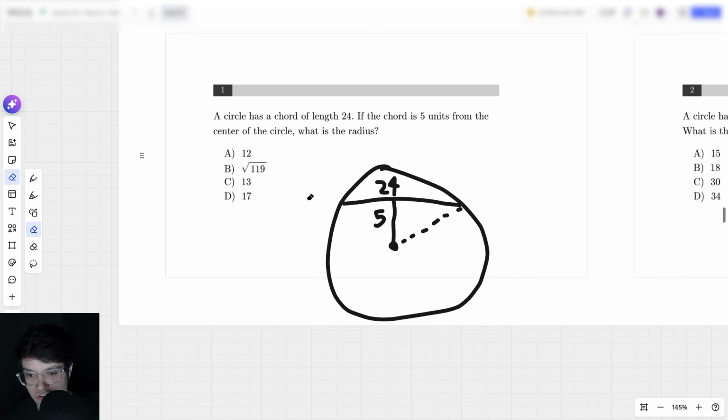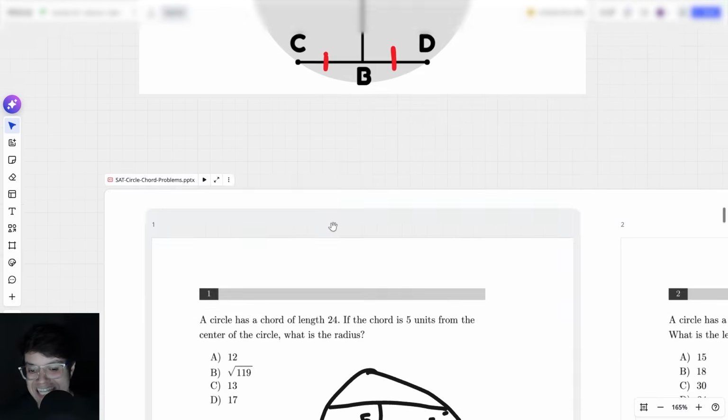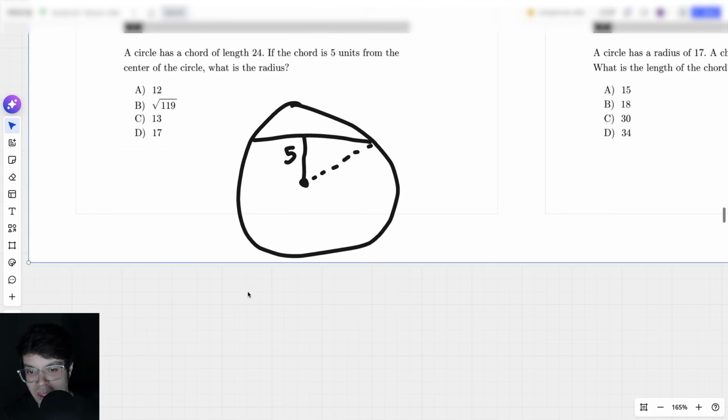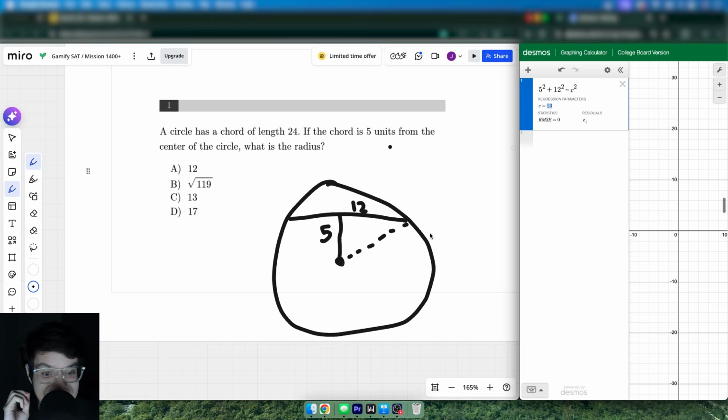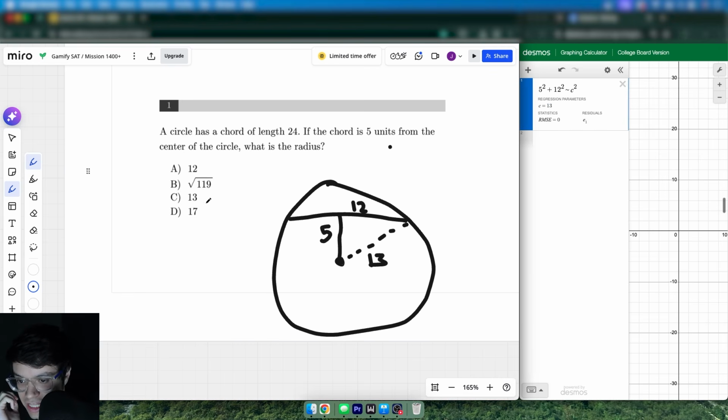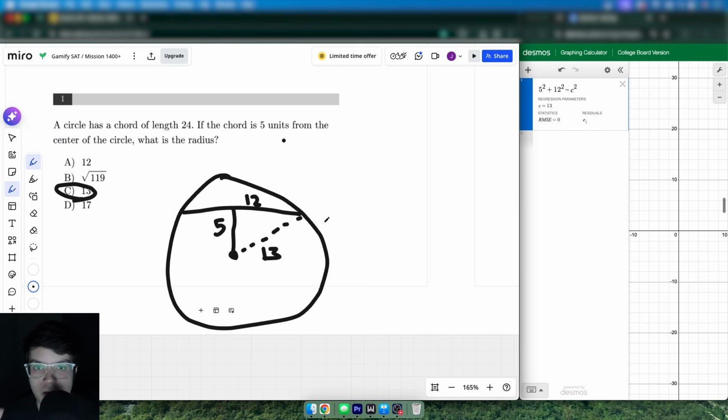And then one other piece of information we have is that with that rule I said above, these both must be the exact same. So I can even just say here that this would be 12 because 12 is half of 24. Then I can just go ahead and use the Pythagorean theorem. That would give us 13 as the answer. So therefore, this is 13 and the radius would be 13. So simple Pythagorean theorem stuff there.